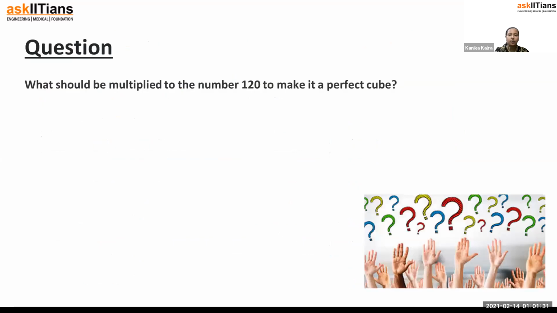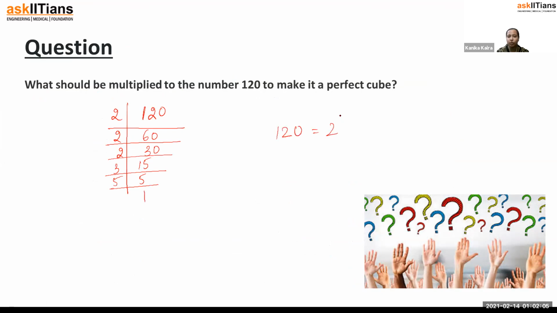All right. So let's look at a question. What should be multiplied to the number 120 to make it a perfect cube? So first of all, we need to find the prime factorization of 120. Let's see whether it's a perfect cube or not. So it would be divided by 2, you get 60. Then it would be again divided by 2, you get 30. Then 2, 15, 3, 5. So the prime factorization of 120 would be 2 cube into 3 into 5.